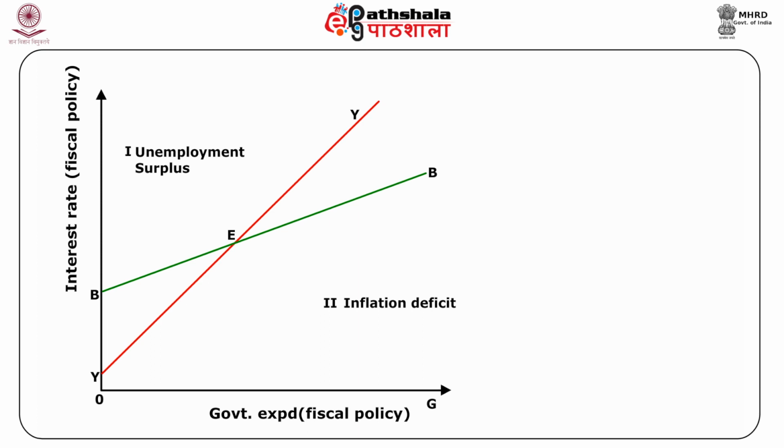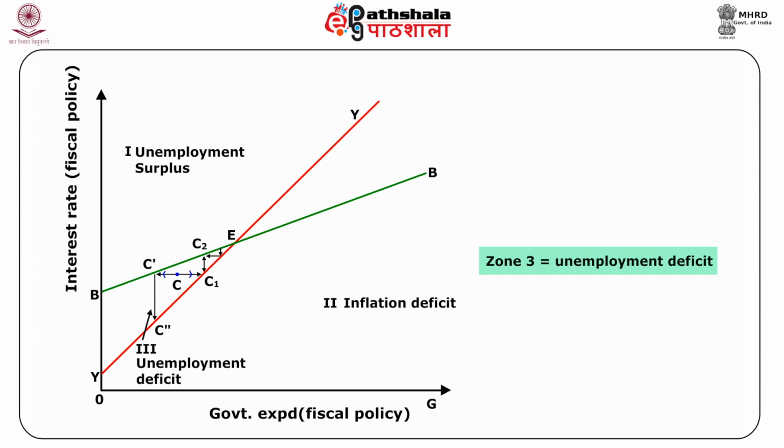The problem of assignment arises only in the case of disequilibrium that lies between the YY and BB lines on either side of point E, which is discussed in the following zones. Zone 3. Zone 3 is a case of unemployment deficit because if we are at any point in this zone, we are to the left of the YY line, which indicates unemployment, but at the same time we will be to the right of the BB line, which represents external deficit.